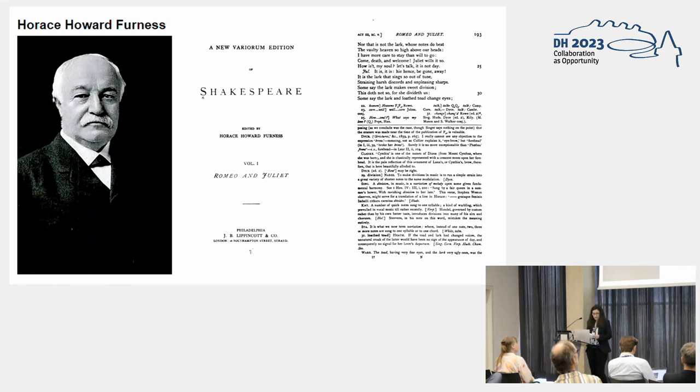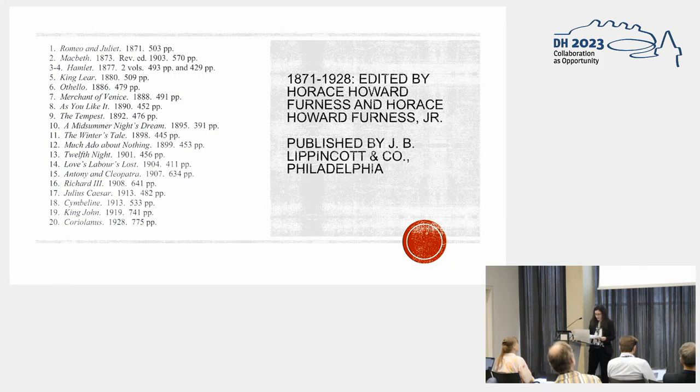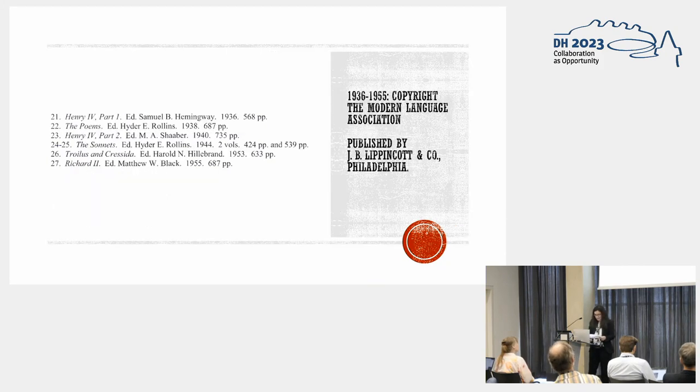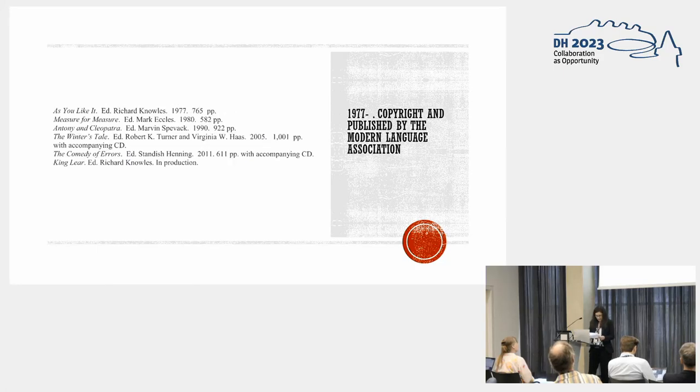And it was Horace Howard Furness, the gentleman pictured here, who published the first new variorum edition of Shakespeare, starting with Romeo and Juliet in 1871. So this set the design for the format of the editions that we're currently working on. Dr. Furness's work was continued by his son, and subsequently issued under the sponsorship of the Modern Language Association from 1936 to 2019. And that's when we took over to start publishing these volumes digitally.